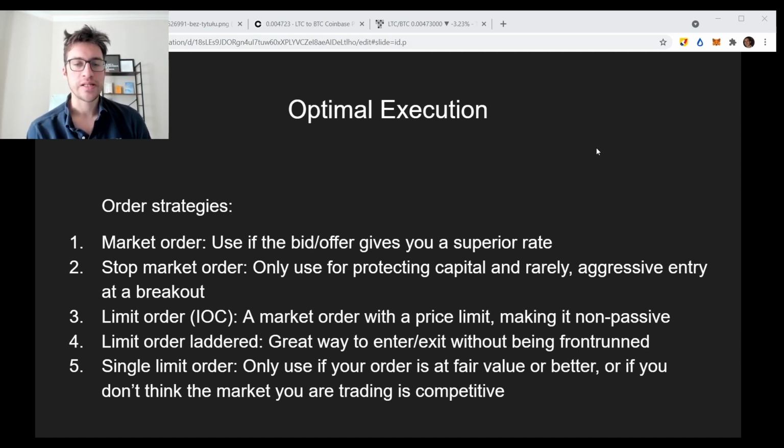So it's not passive. Limit orders are passive. You have to wait for someone to hit your limit order for you to fill your order. A limit order IOC basically is a market order up to any point.